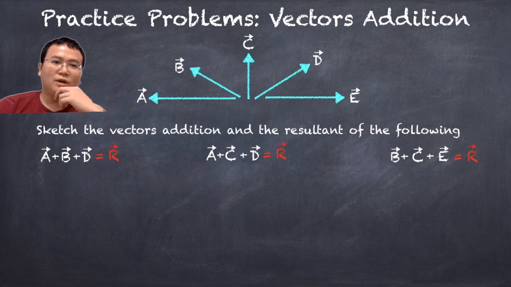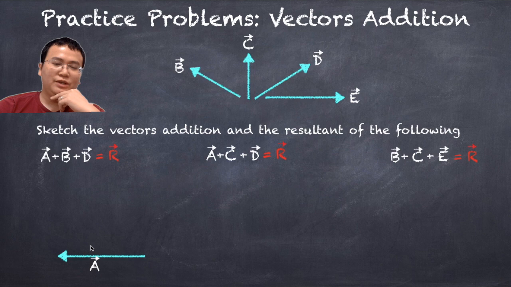For this one, I want you to sketch the vector additions and the resultant of the following. So you need to look at this figure and create a sketch of vector A plus vector B plus vector D, and also sketch the resultant. Do that for this one and this one too. Pause the video and try it.